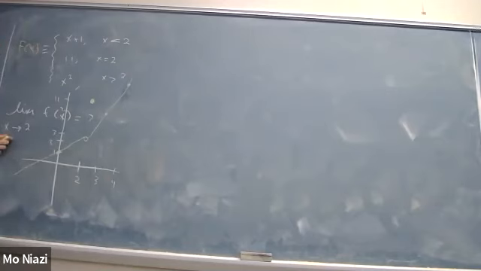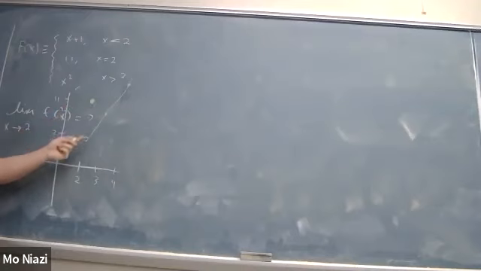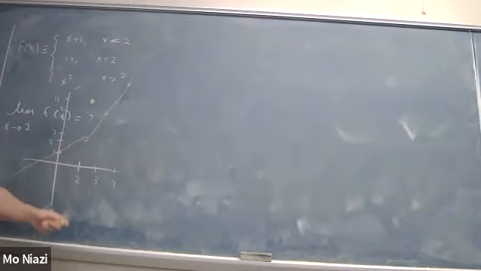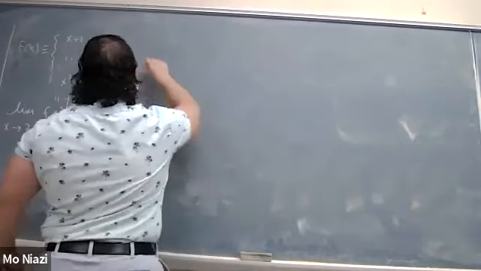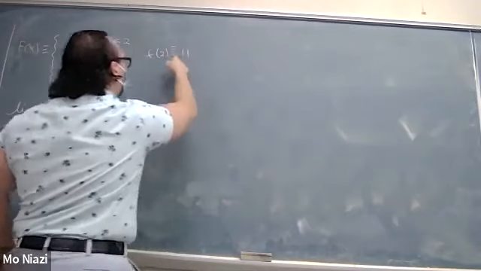We're interested in seeing what the limit is as x approaches 2. What is the function doing? Is it going to equal 11, or is it going to equal something down here? Let's see. Clearly, f of 2 is 11 because it's defined to be that way.